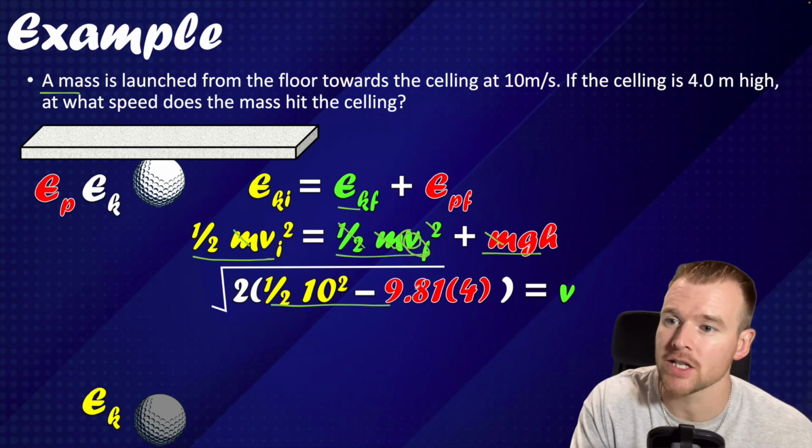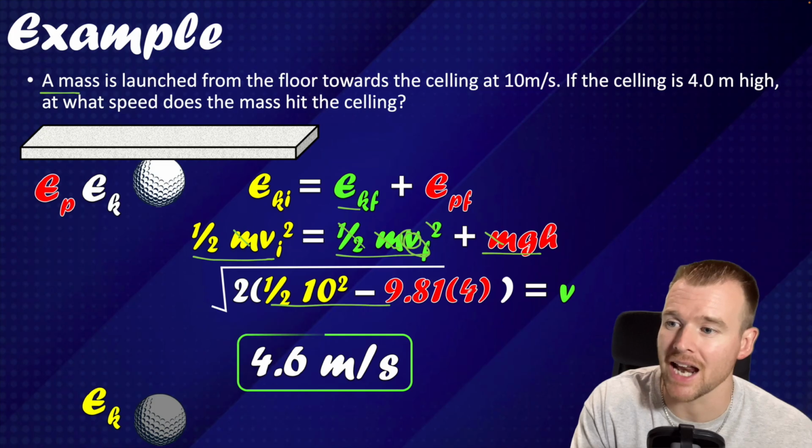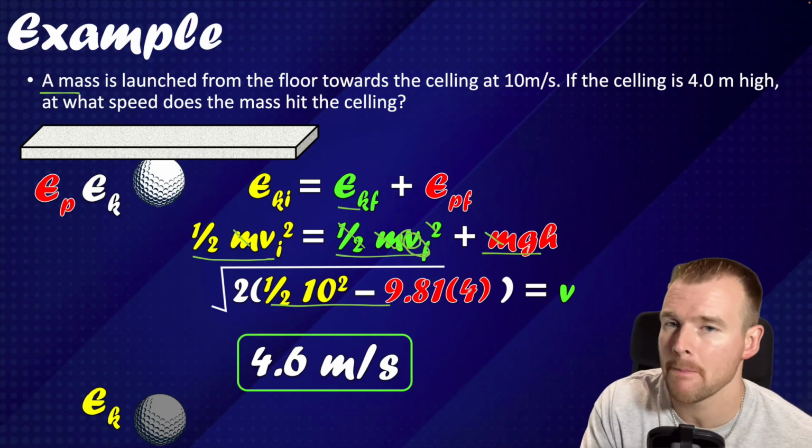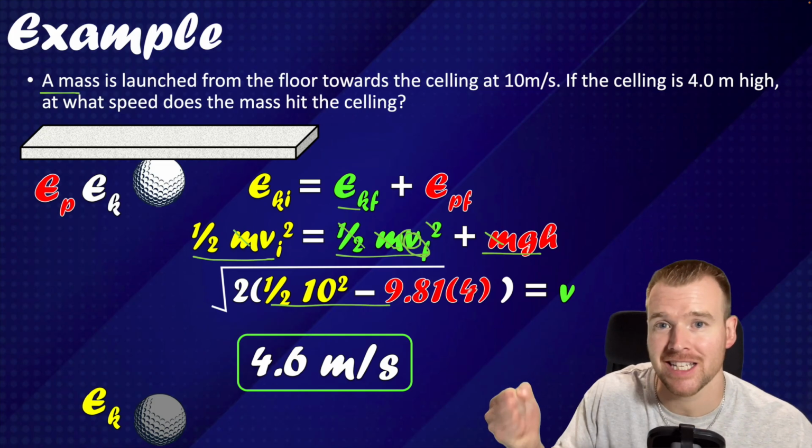We have 10 squared initially, and 9.81, and 4 meters. See what we get there? We get an answer of 4.6 meters per second when it crashes into the ceiling.